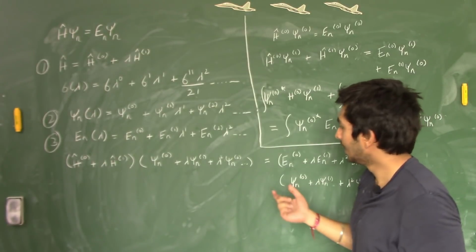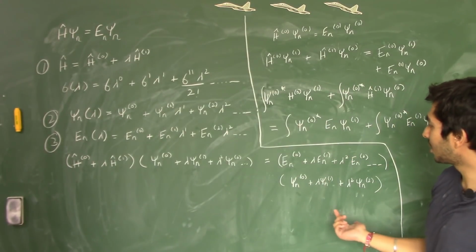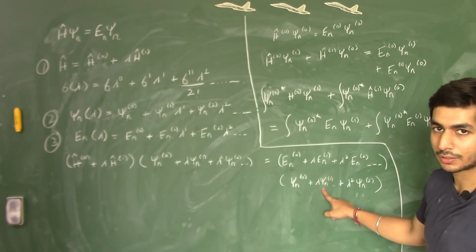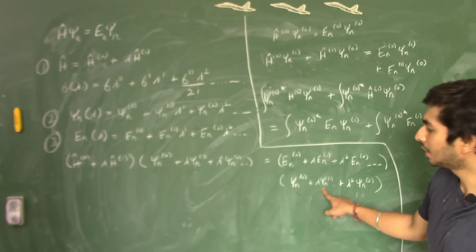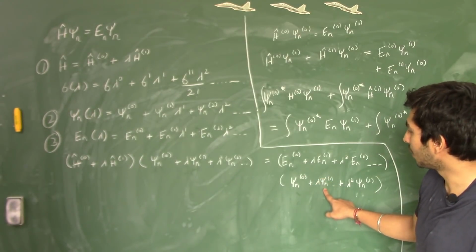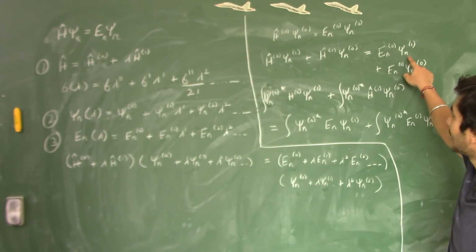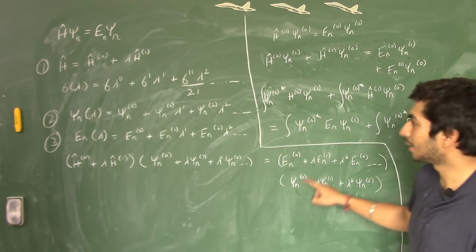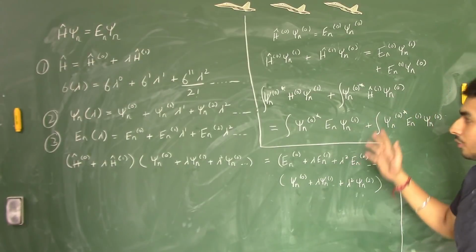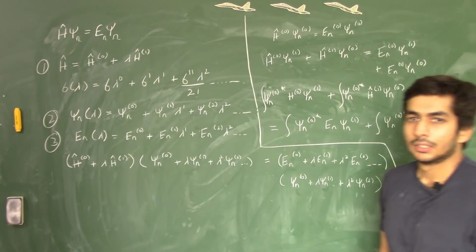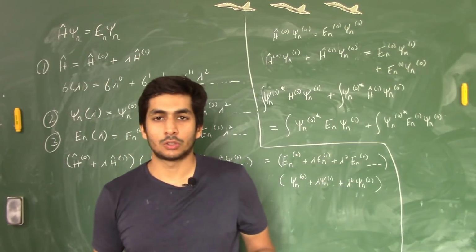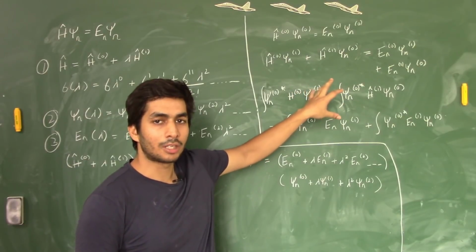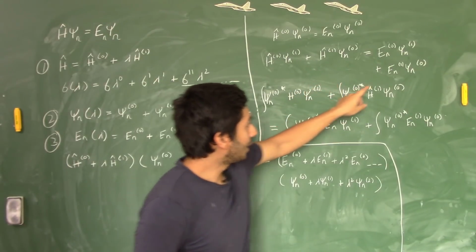Then we come to the right hand side. Which terms can have lambda to the power 1? E n naught multiplied by lambda into psi n1 will have coefficient lambda to the power 1. So E n naught into psi n1, plus lambda times E n1 into psi n naught, so E n1 into psi n naught. Now we can equate both these terms. You must be wondering, this is basically equal to lambda to the power 1, this term equates to lambda to the power 1, and over here we have E n to the power 1.